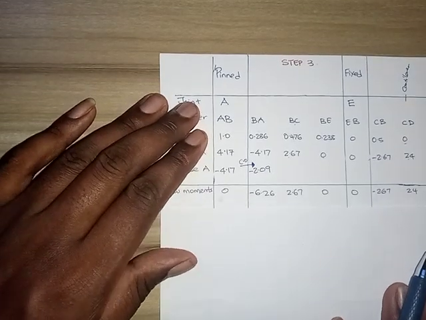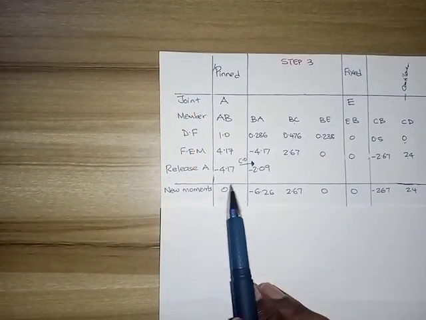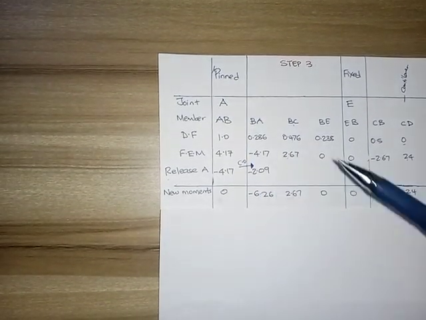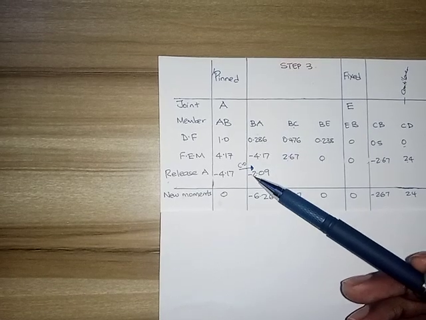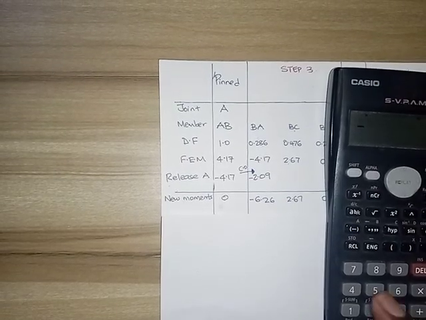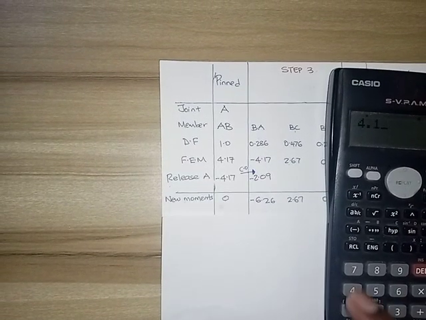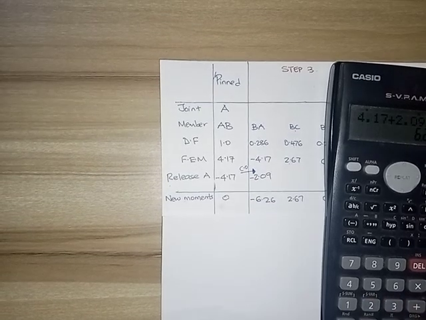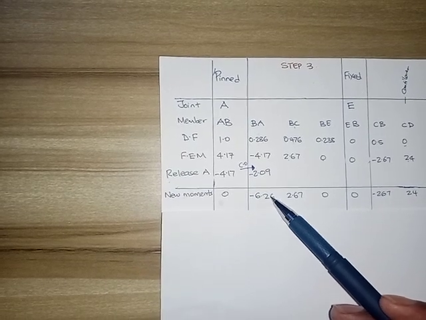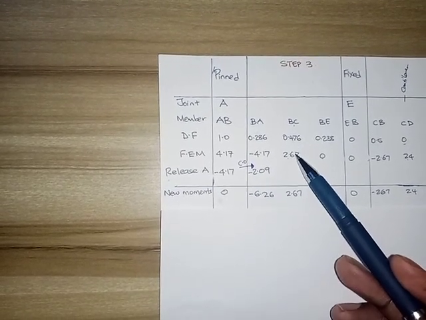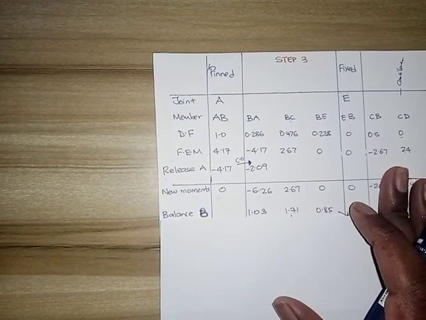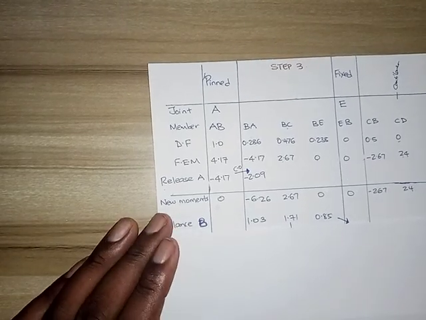So now the new moments. This will be 0, of course, since we have released it. The new moment at BA will be negative 4.17 plus negative 2.09. You get negative 6.26. Next, there's no change here, also no change here. Everywhere else there's no change. So now let's start our first distribution.